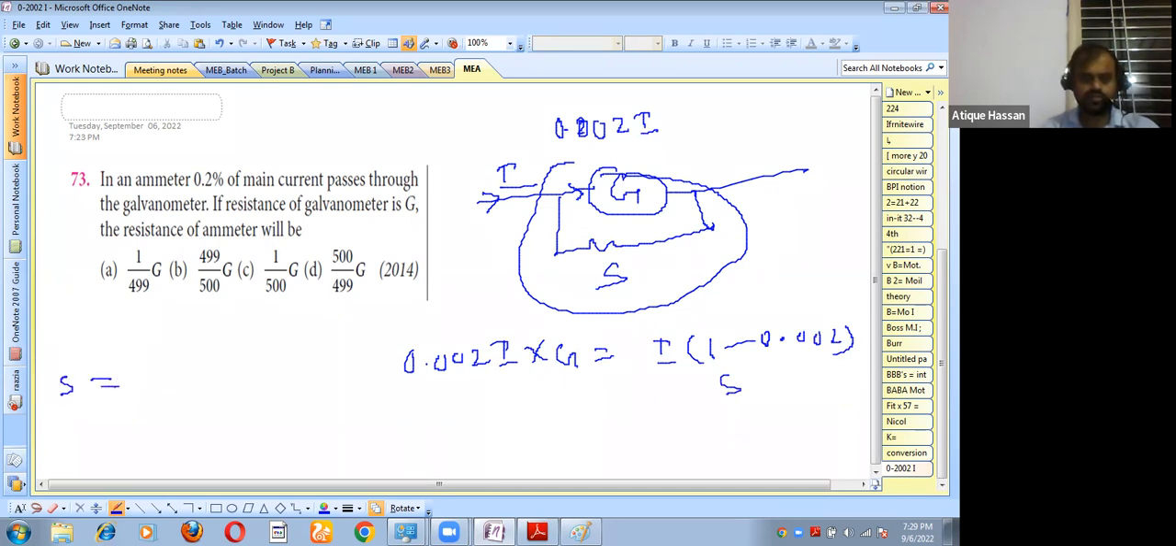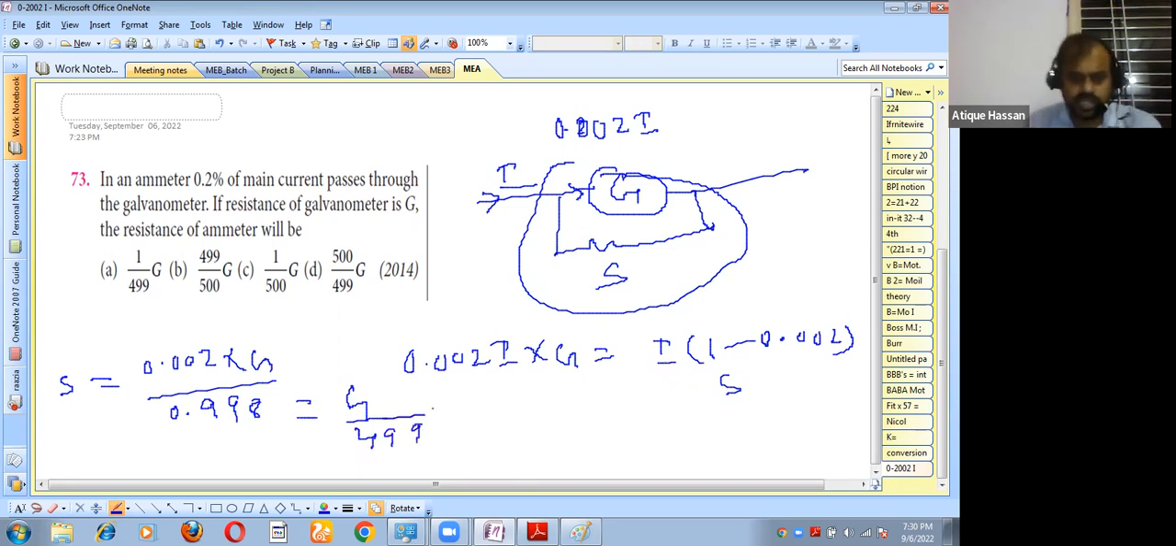S will be equal to 0.002 into G by (1 minus 0.002). It means 0.998, right? So we will get S as G upon 499. So this is the shunt resistance we are getting.